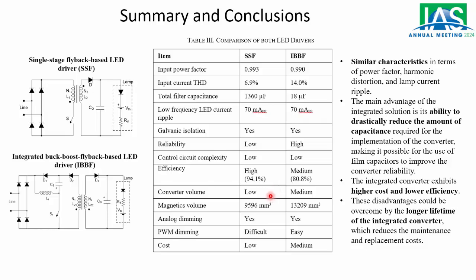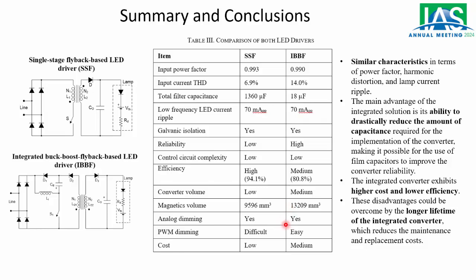The volume of the converter is smaller in the case of the single stage converter, but of course this is also considering that we are going to use electrolytic capacitors, because if we use film capacitors for the same value the volume is going to be much higher. So in the case of the integrated converter, we can use film capacitors and then integrate both the inductor and the coupled inductor of the flyback converter, and we have a medium size converter, so it's not that bad. The volume of both magnetics at the end is not so different. This is something like 10,000 cubic millimeters compared with 13,000 cubic millimeters, so at the end it's not so big a difference.